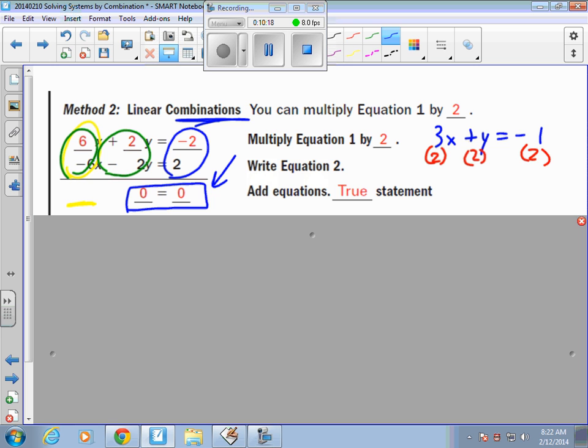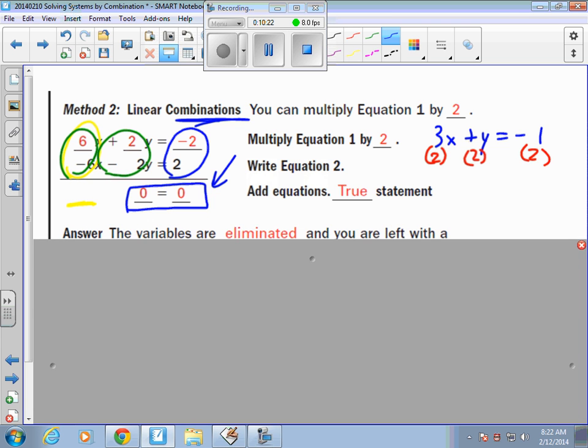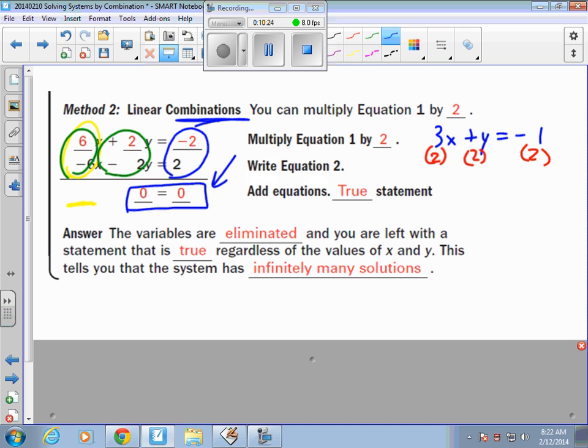That means any values you plug in are going to give us a true statement, any ones that fall on the line itself. So it says the variables are eliminated, all of them, we got rid of them, and you're left with a true statement, which means infinitely many solutions. It means there's an unlimited amount of solutions.